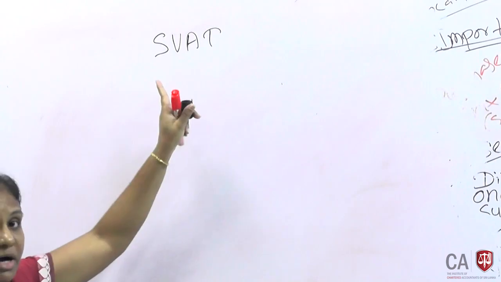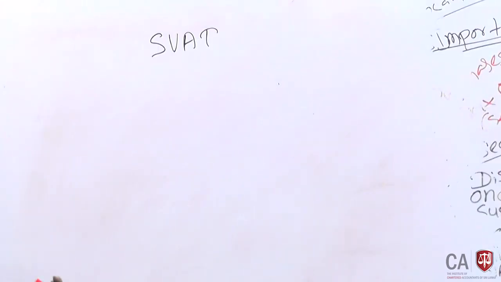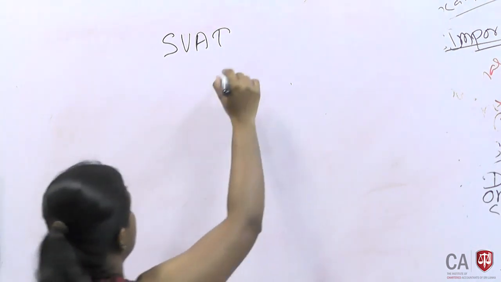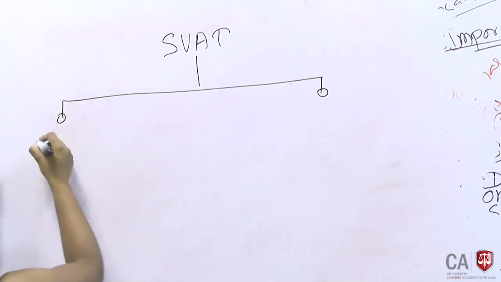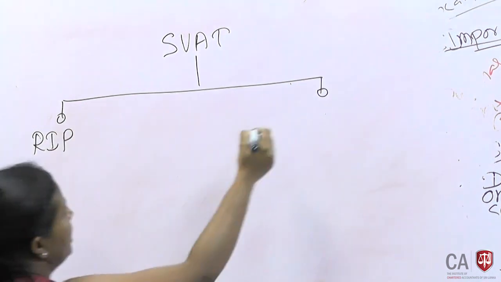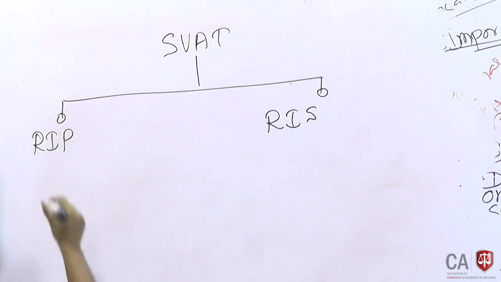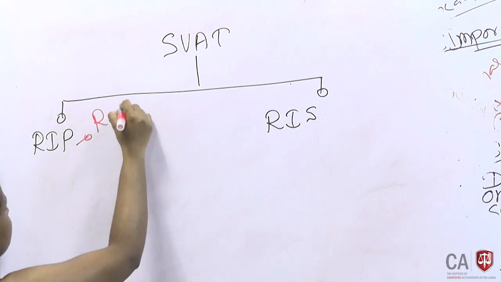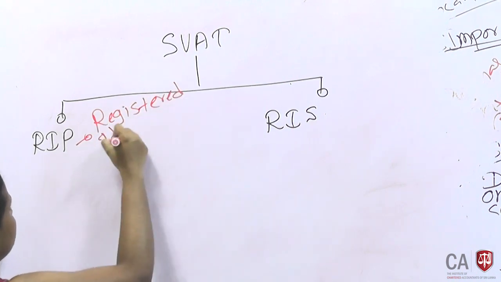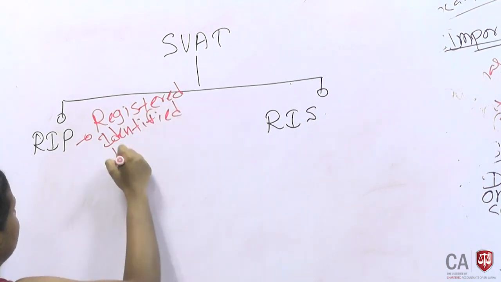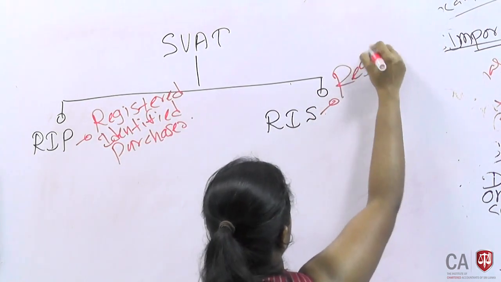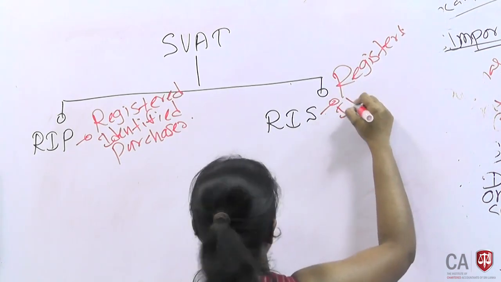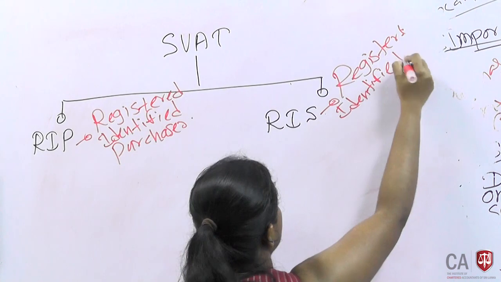SVAT, the second part of the value added tax, is governed by the value added tax law as well as the gazette notification. In SVAT, there are two persons. One is RIP, the other one is RIS. RIP, in the long name, is registered identified purchaser; RIS is registered identified supplier.